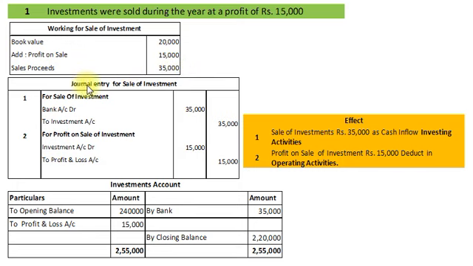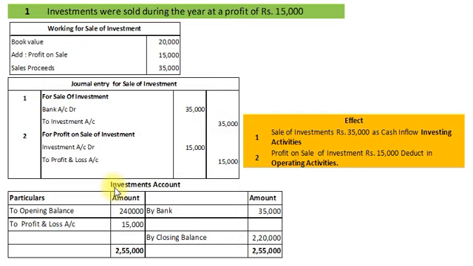Now journal entry for sale of investment. First entry for sale: bank account debit rupees 35,000 to investments account rupees 35,000. Second entry for profit on sale of investment: investments account debit rupees 15,000 to profit and loss account rupees 15,000.